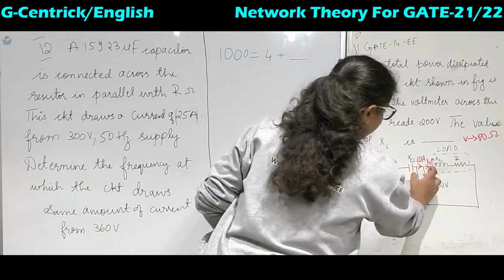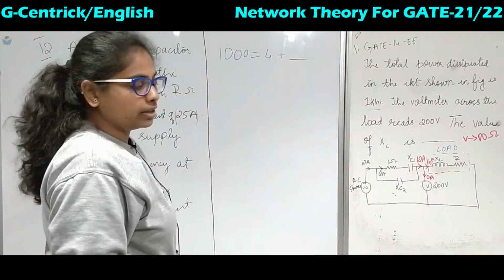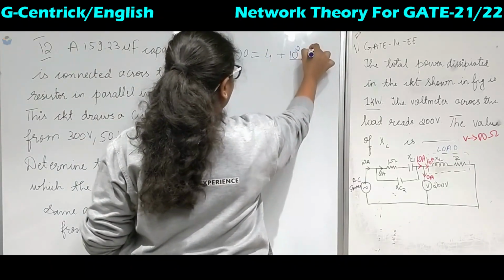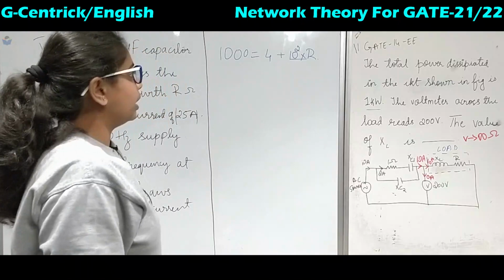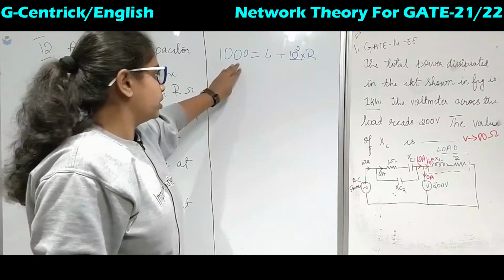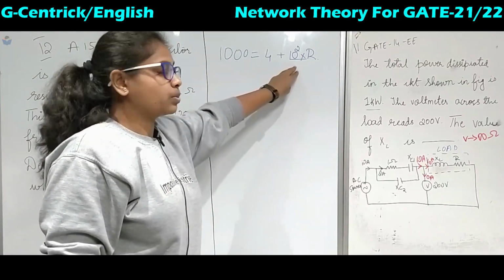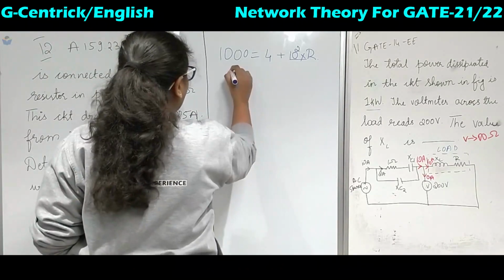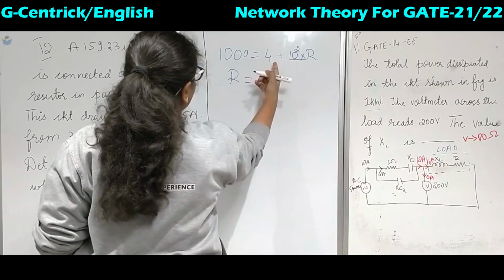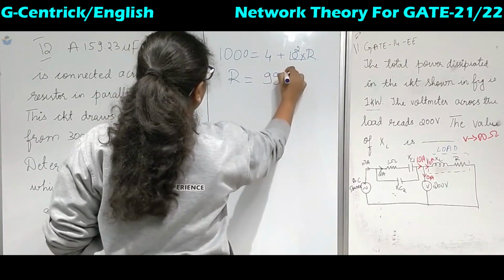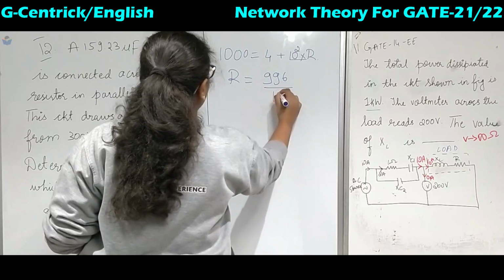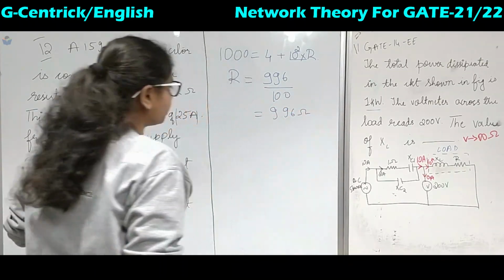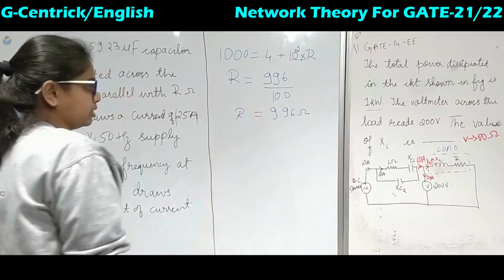But we know the current flowing in the branch, that is 10 squared, so we will keep 10 squared into R. Now we have all the values: 1000 watts, 4, 10 squared and R. So we can calculate the value of R. R will be equal to 1000 minus 4, that is 996, divided by 100, so 9.96 ohms. This is the value of that resistor.